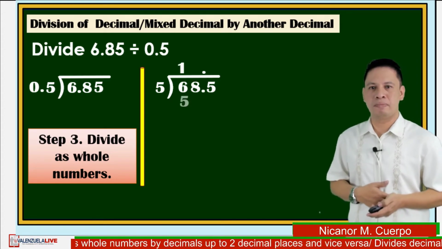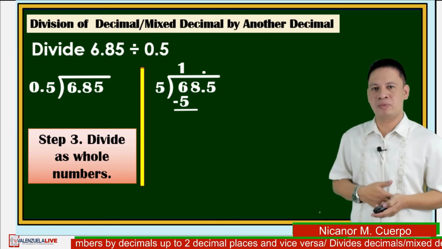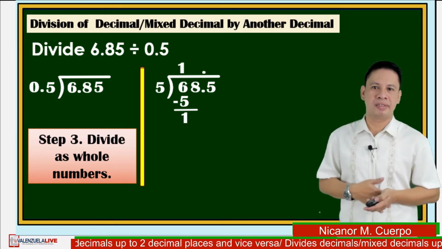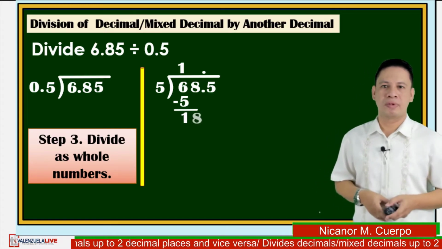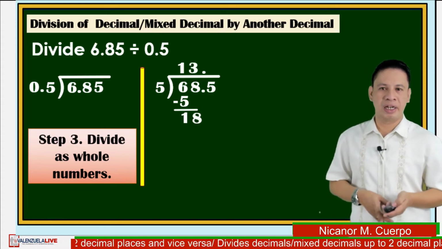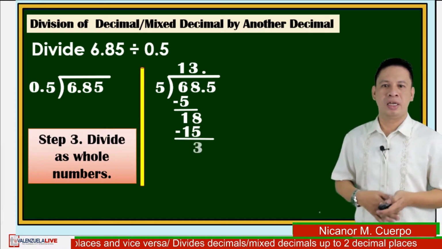1 times 5 equals 5. Then 6 minus 5 equals 1. Bring down 8. 18 divided by 5 is 3. Then 3 times 5 equals 15. 18 minus 15 equals 3.